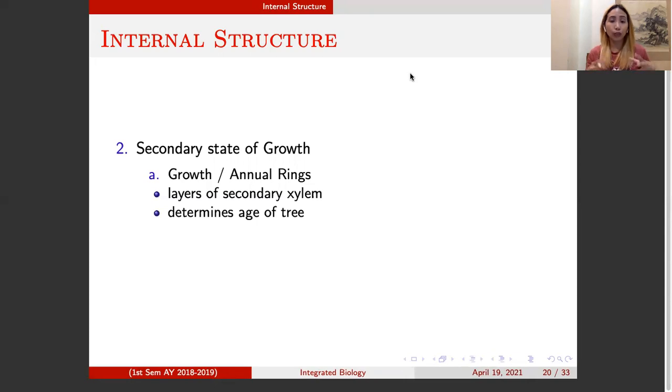Okay? So growth rings tell you the age of a tree because growth ring formation, or this layer of secondary xylem, is formed all throughout the year. No, one ring is formed all throughout a year. Right? So the next ring will be formed the next year. So it tells you that a year has passed if you find one growth ring, sa isang trunk, right, ng plant with secondary growth.